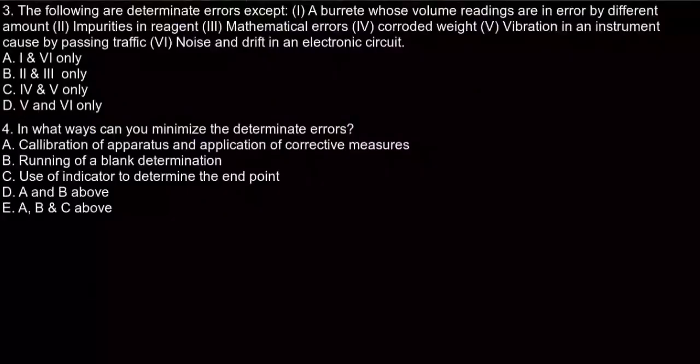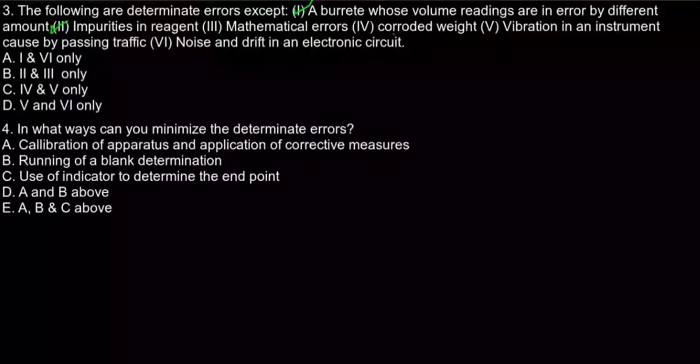The following are determinate errors except dash. Okay, let's look at this. The first one, a burette whose volume readings are in error by different amounts. Remember this is a determinate error, but we are asked to say the one that is not a determinate error. Okay, this is a determinate error. It falls under instrumental error. Next one, II, impurity in reagent. It falls under reagent error. Mathematical error, does it fall under any of them? So just leave it separately.